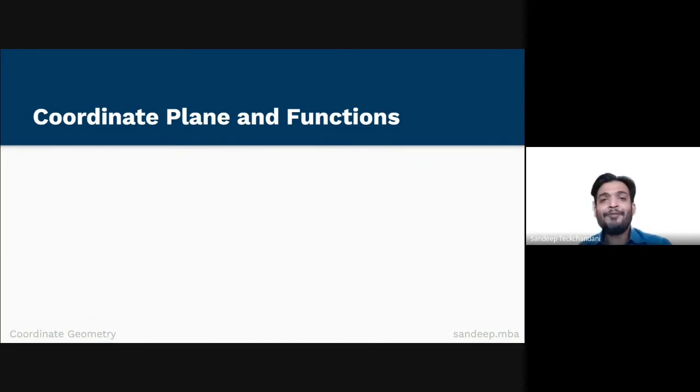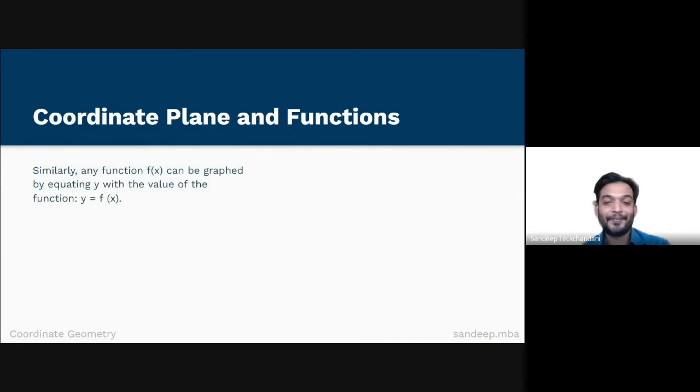Similarly, any function f of x can be graphed by equating y with the value of the function, y is equals to f of x. So, for any x in the domain of the function f, the point with coordinates x comma f of x is on the graph of f, and the graph consists entirely of these points.